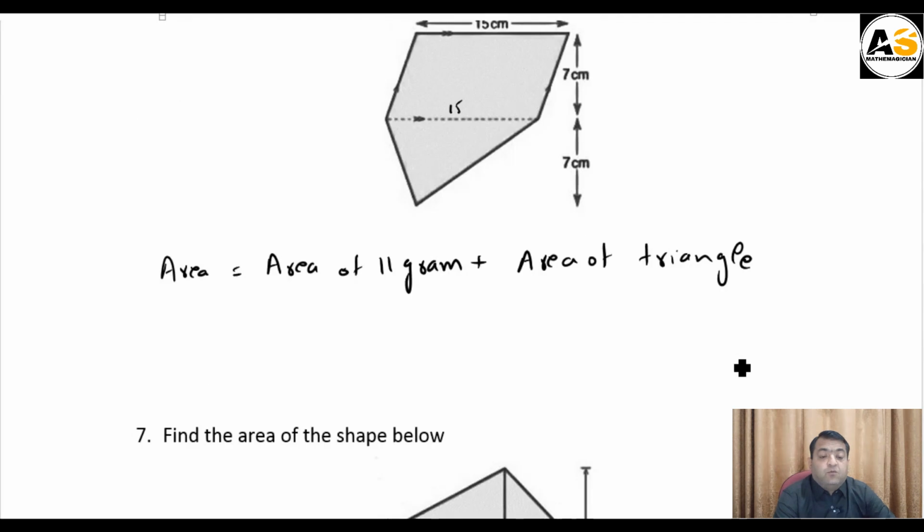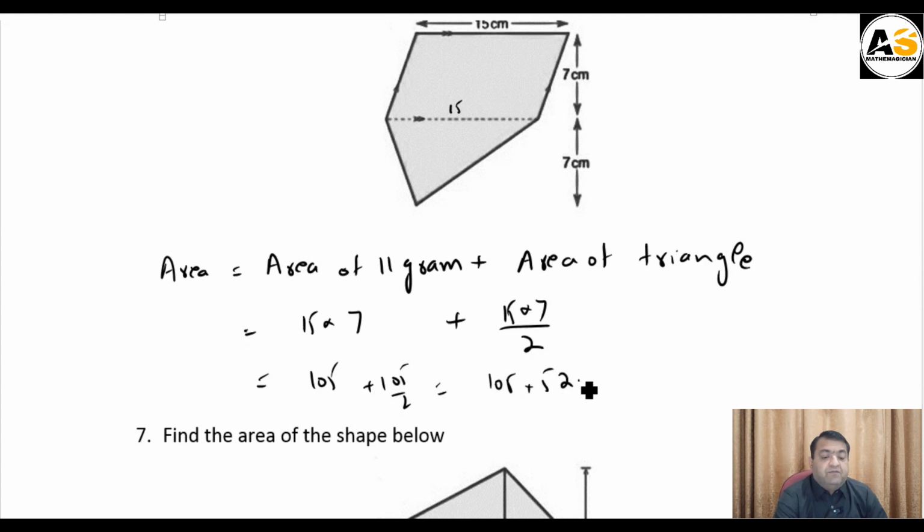Now, what is the formula for area of parallelogram? Area of parallelogram is equal to base into height. Base is this length and height is the distance between two parallel sides, which is 7. Now, area of triangle: base 15 multiplied by height, again 7 over 2. This will be 105 plus 105 over 2. This will be 105 plus 52.5, which will be 157.5 centimeter square.